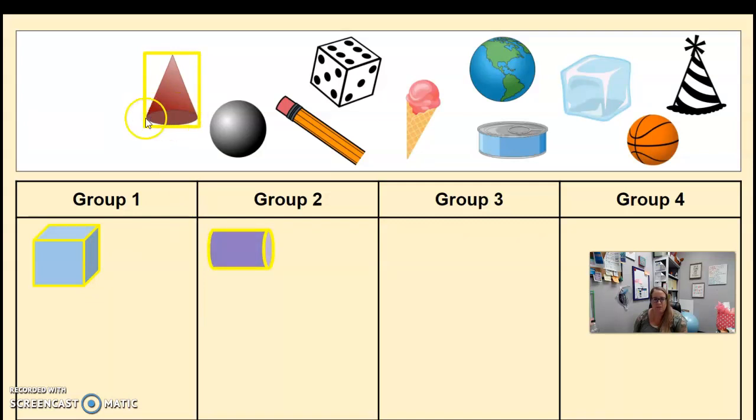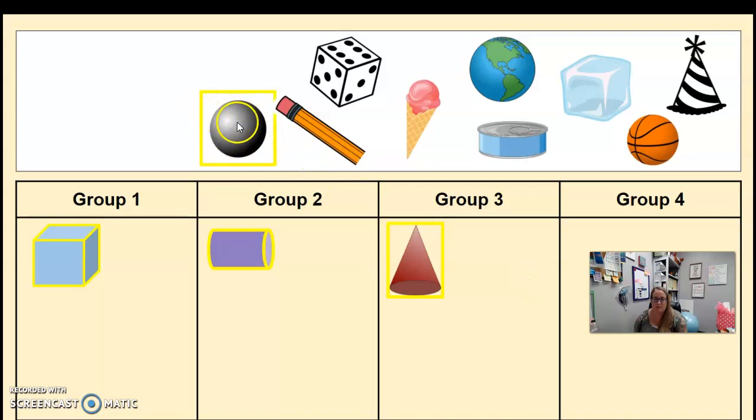Next one we have, I have a circle at the bottom and it meets at a point at the top. Does that look like any of these? Nah. So is it going to go in group 1? Nope. What about group 2? Nope. So it has to go in group 3. I guess it could go in group 4 also, but we're going to put it in group 3.